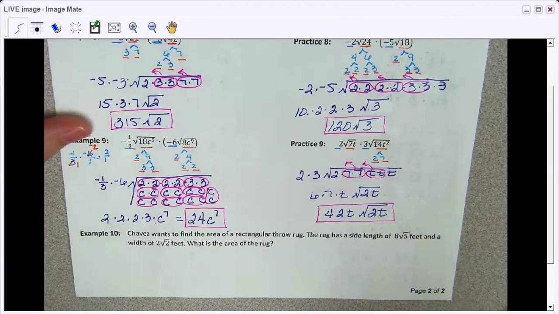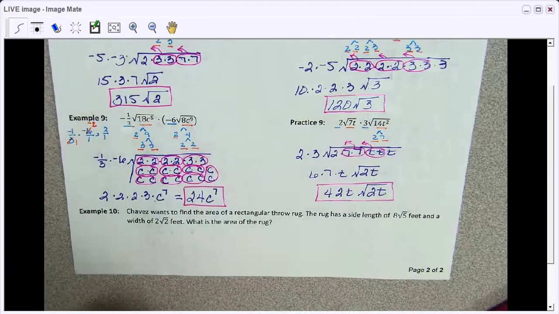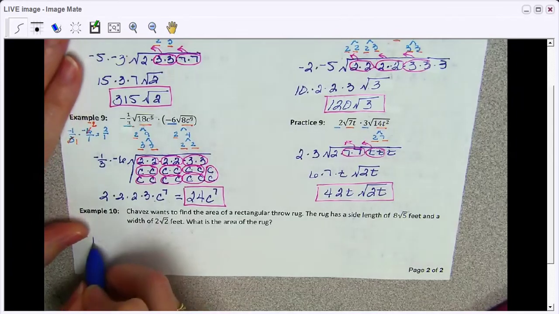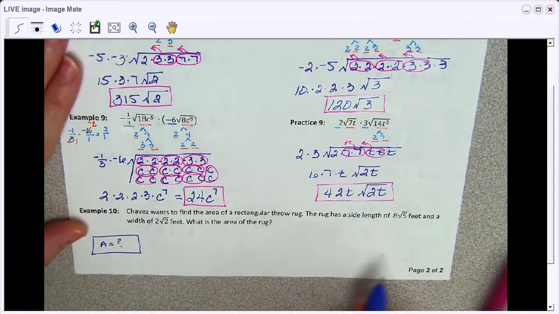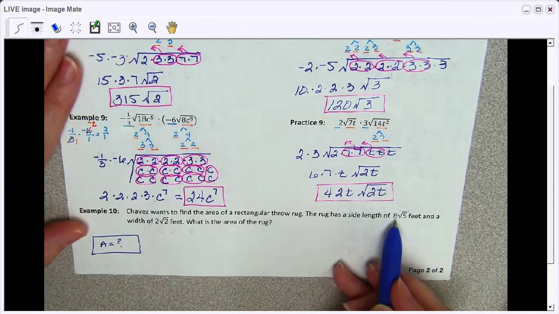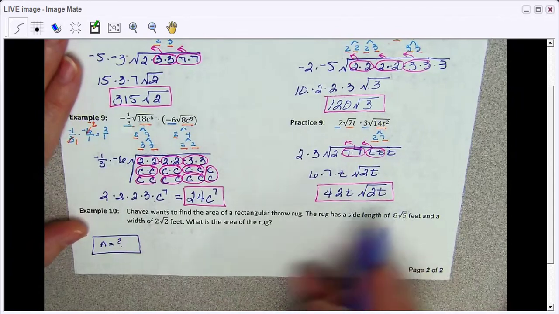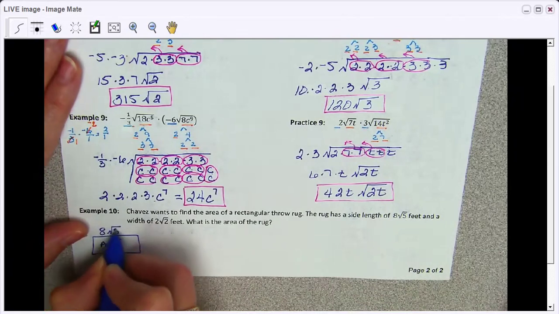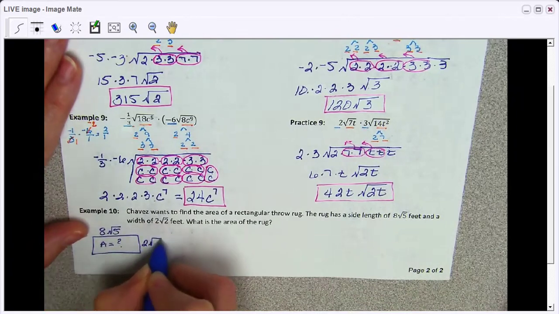Okay, we're going to look at the last problem. It says Chavez wants to find the area of a rectangular throw rug. So if you draw out your throw rug, he wants to know the area. And the rug has a side length of 8 square root of 5 feet and a width of 2 square root of 2 feet. So 8 square root of 5, 2 square root of 2.